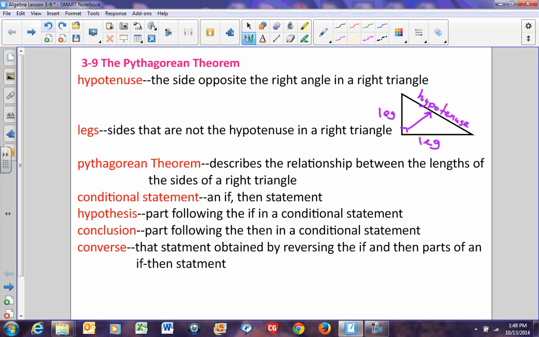The converse is a statement that's obtained by reversing the if and the then parts of an if-then statement. We'll get into those in a bit more detail in a minute as well. Now let's take a look at it.